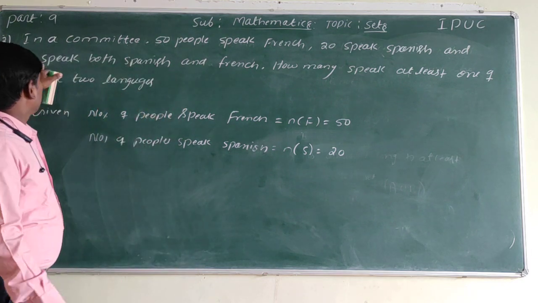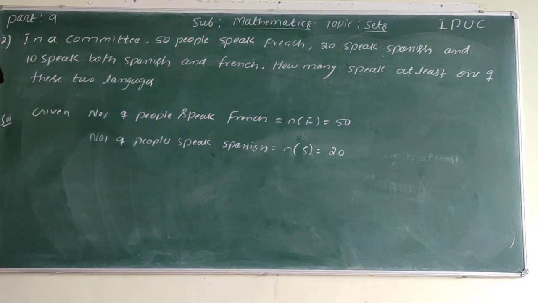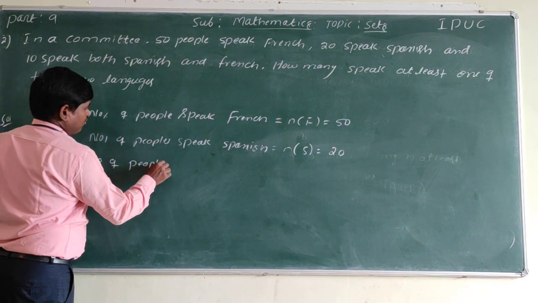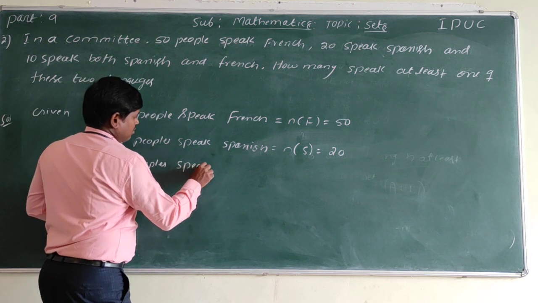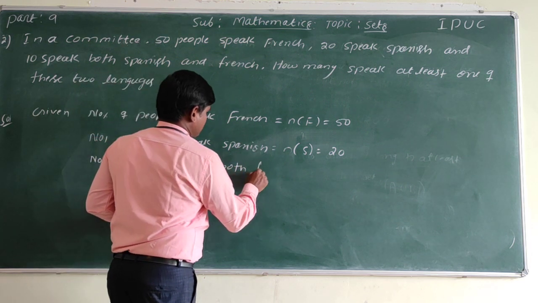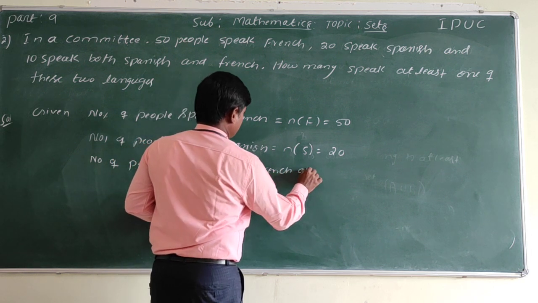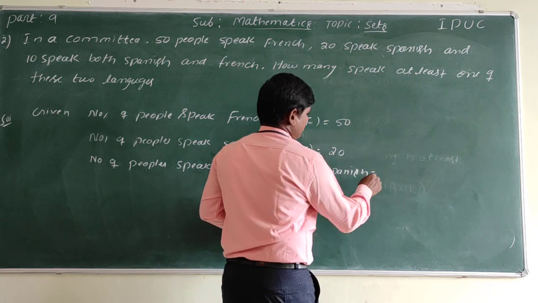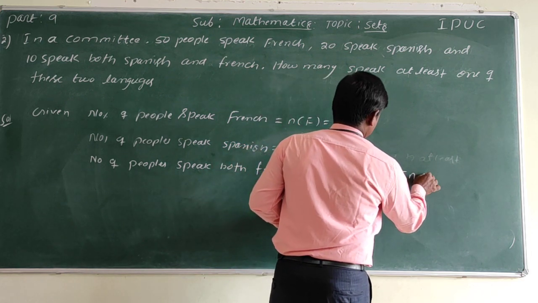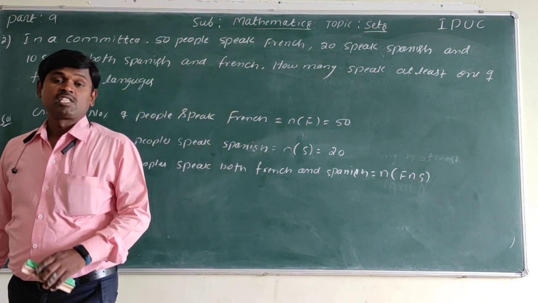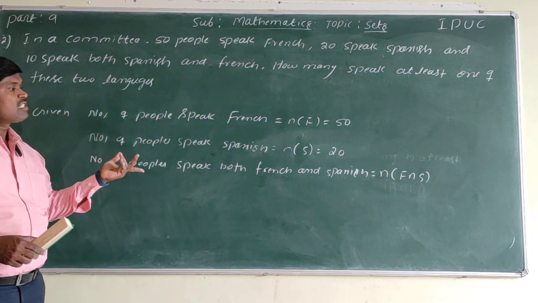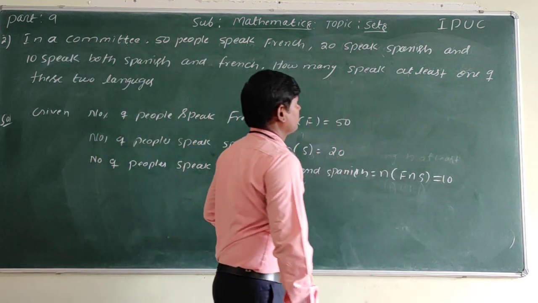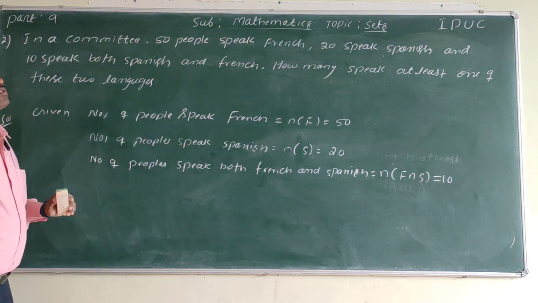And 10 speak both Spanish and French, so the number of people who speak both French and Spanish is taken as n of F intersection S. Which is given, that is 10. So we need to find how many speak at least one of these two languages.